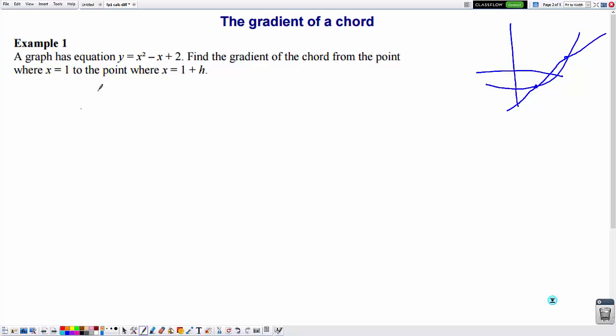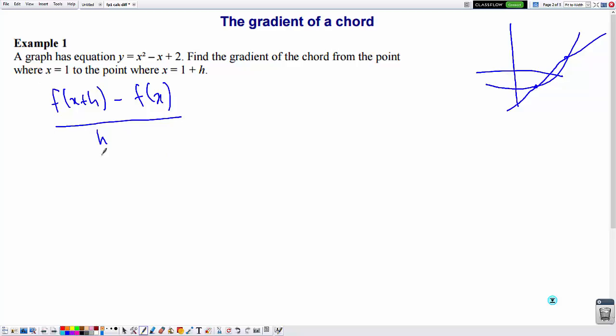Graph this equation: y equals x squared minus x plus 2. Find the gradient of the chord from the point where x equals 1 to the point where x equals 1 plus h. Now, we remember, to work out the gradient, we do change in y over change in x. So I'm going to use function notation. My change in y is f of x plus h minus f of x. And my change in x, well, I'm going from 1 to 1 plus h, so my change in x is always going to be h.